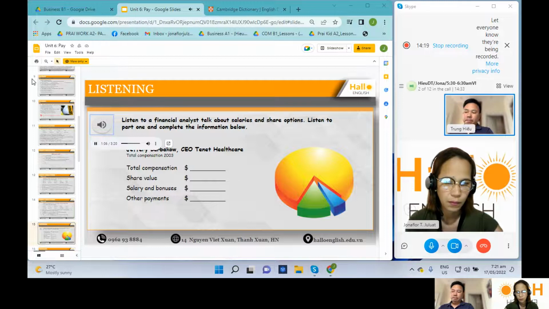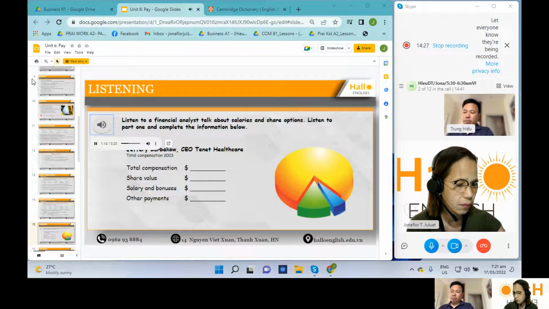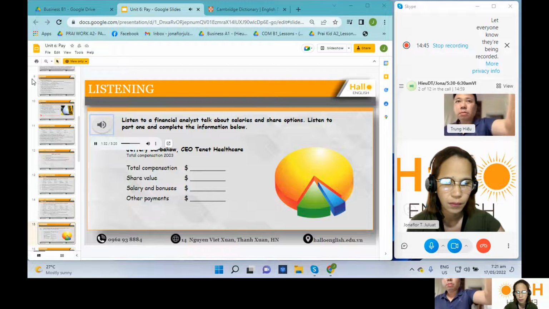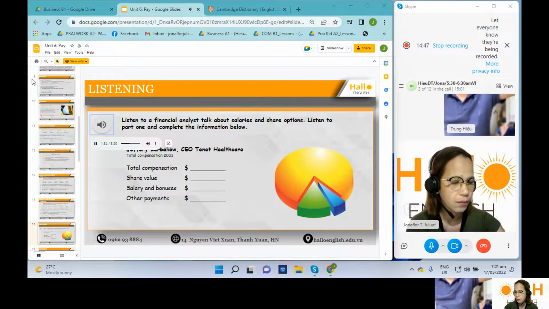But his salary and bonuses for 2003 amounted to only $5,530,000, which is a reasonable salary by U.S. standards at the time. His shares, however, were valued at $111,050,000, and this is what drove up his total. And then he picked up another $250,000 in other fees somewhere along the way.